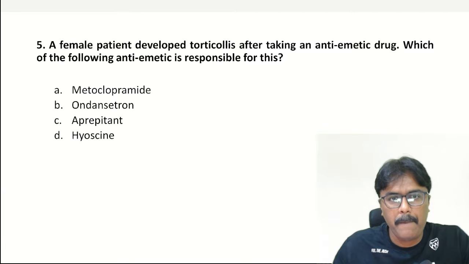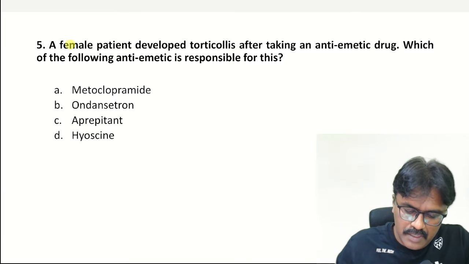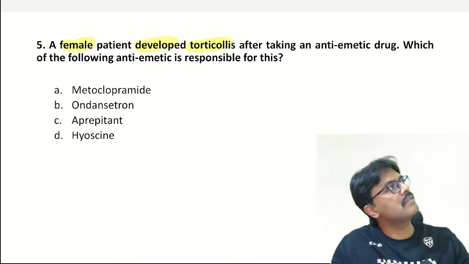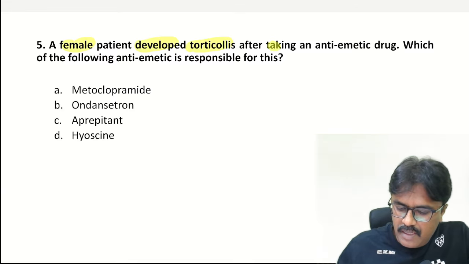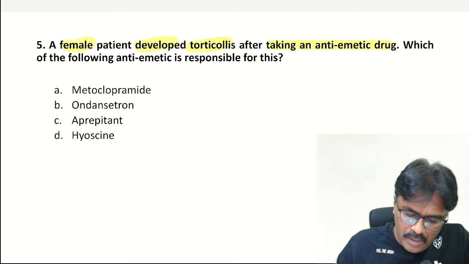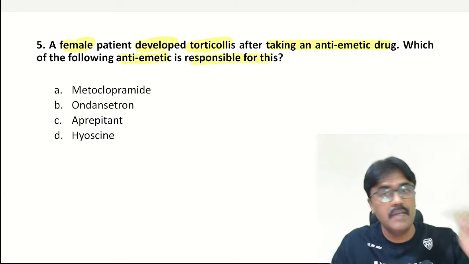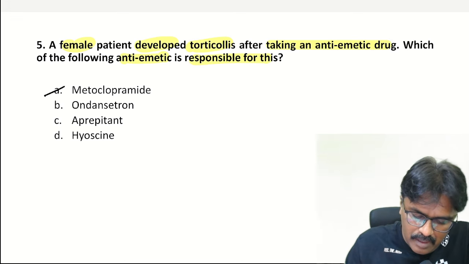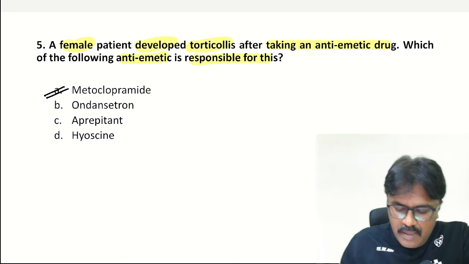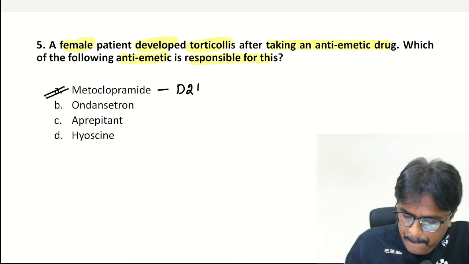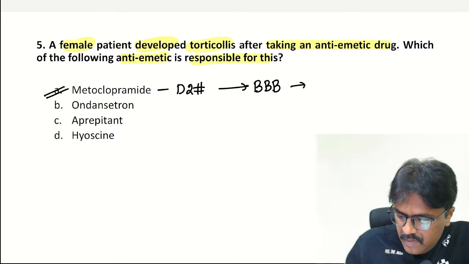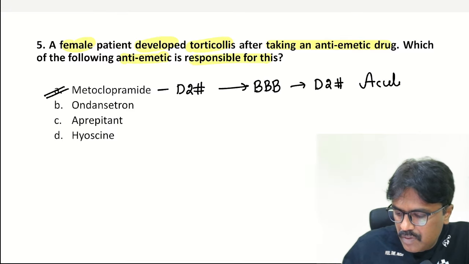Moving on to the fifth question. A female patient developed torticollis. What is torticollis? Neck turning like this, after taking an antiemetic drug. Which of the following antiemetics is responsible for this? Any guesses? If you're telling A, metoclopramide, then you are right. Metoclopramide is a D2 blocker. This crosses the blood-brain barrier, and when it crosses, it also blocks dopamine in the brain, so that will lead to acute dystonia.